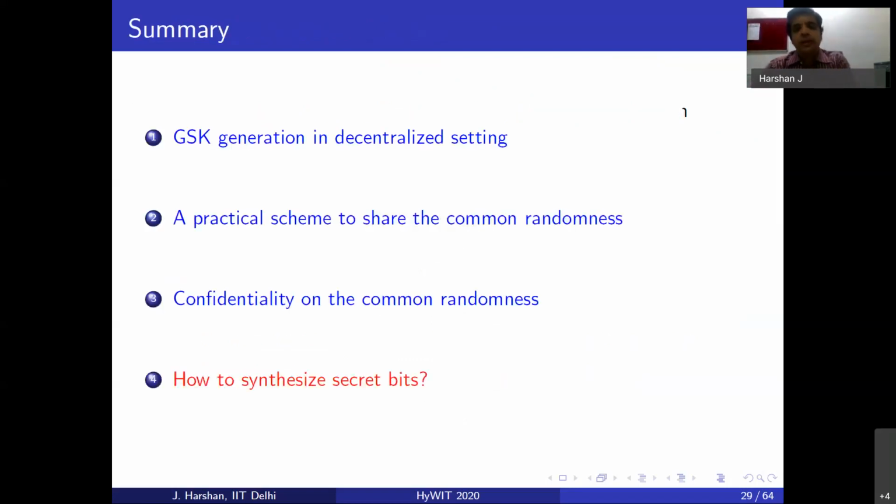Okay, so just to summarize where we stand at this point in time, we have taken up the decentralized setting as an interesting case for its benefits. All that we have done so far is how to share the common randomness among them practically as well as confidentially. What lies ahead is, they all have common randomness now. They're all discrete. They belong to the QAM constellation or any of those one-to-one mapping based constellations. Now the next question is how to synthesize secret bits out of them. I'm going to talk about this in the next section of the talk.